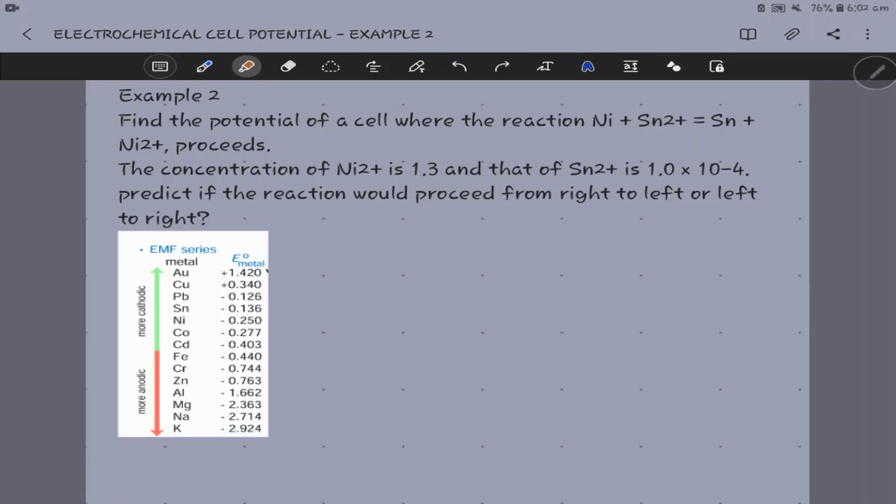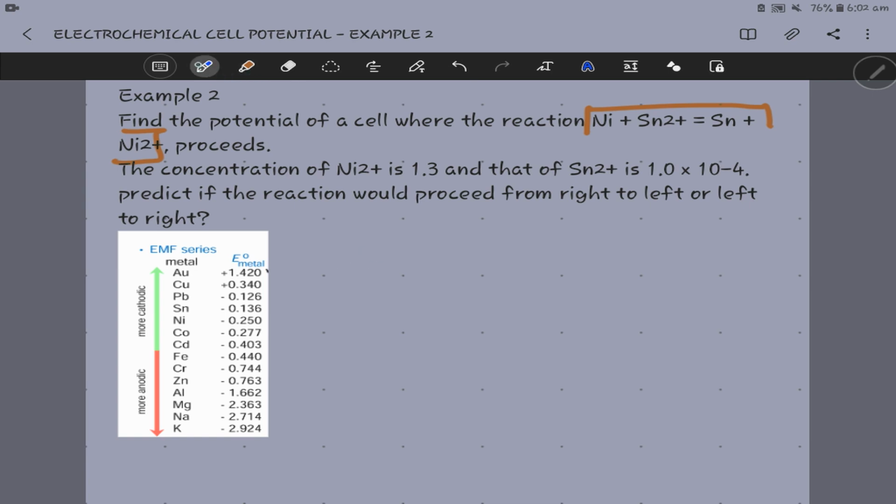Alright, electrochemical cell potential example 2. Find the potential of the cell where the reaction proceeds. In this particular example, they've already given the overall reaction. They've already given the overall reaction, and from the look of things, we can already tell our anode and cathode.